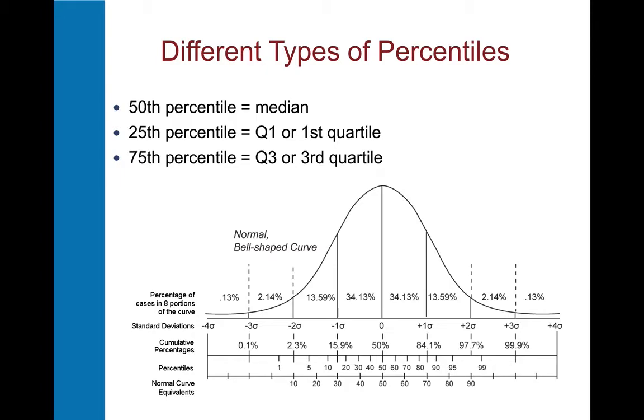Any score that's between the 25th and 50th percentile, that's going to be in the second quartile. Any score between the 50th and 75th percentile, that is the third quartile. And any score between the 75th and 99, that's going to be in the fourth quartile.